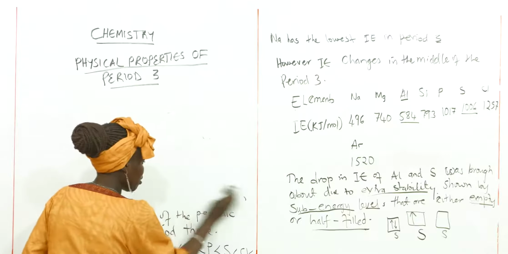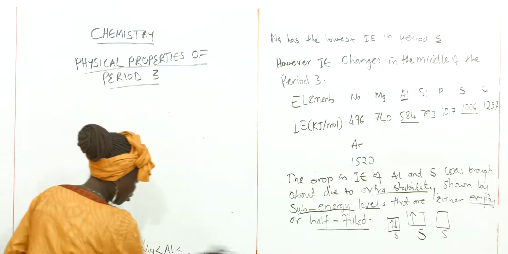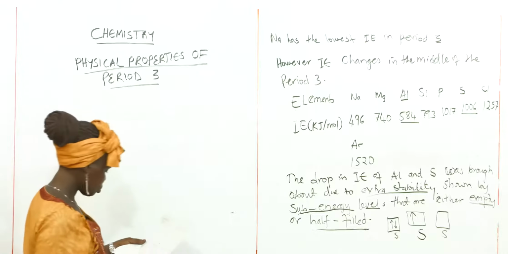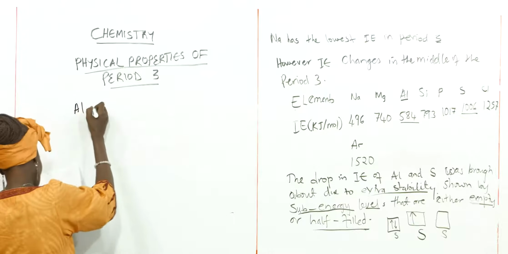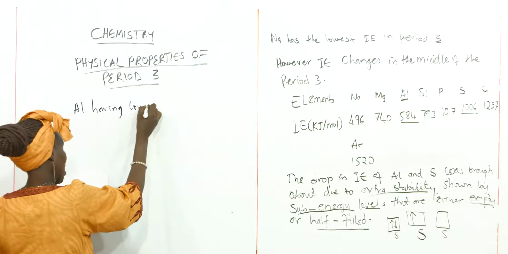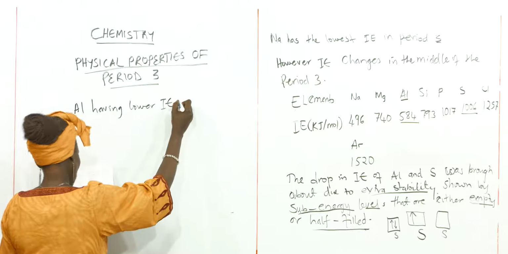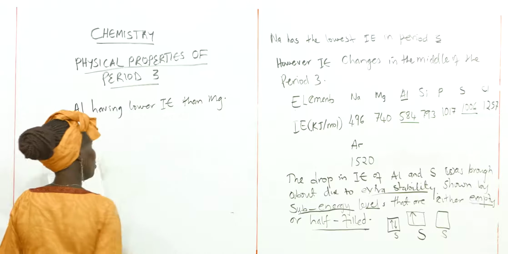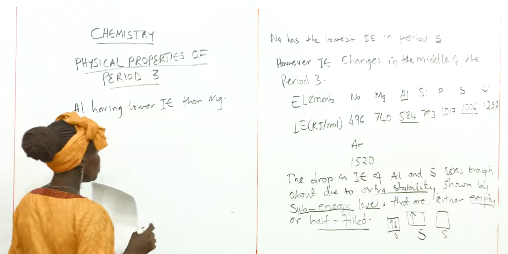So it increases from left to right of the periodic table, but with a few interruptions in the middle of the periodic table in period 3. So here this says that aluminium has lower ionization energy than magnesium. So we have seen there that magnesium has a higher ionization energy compared to aluminium.